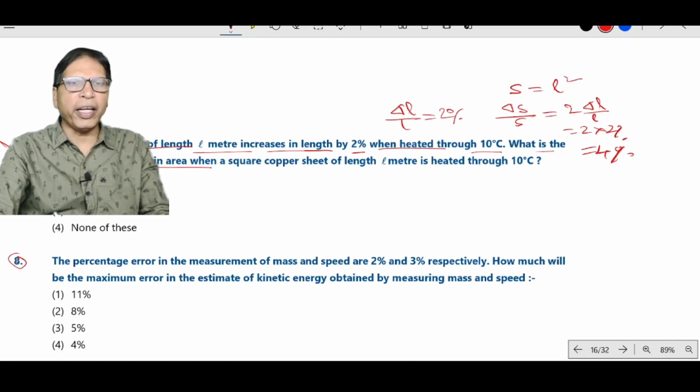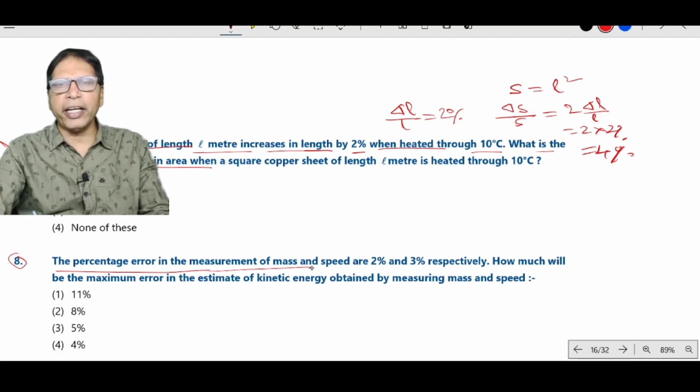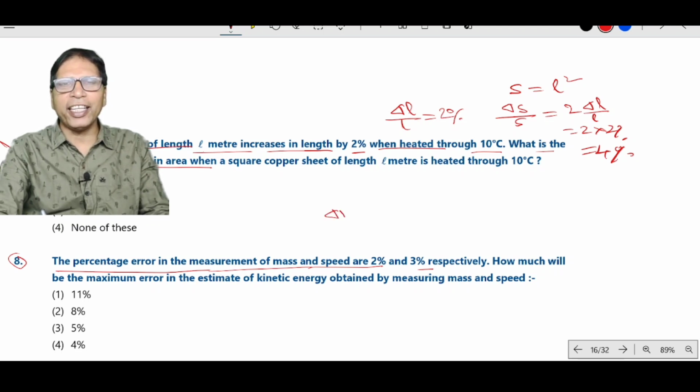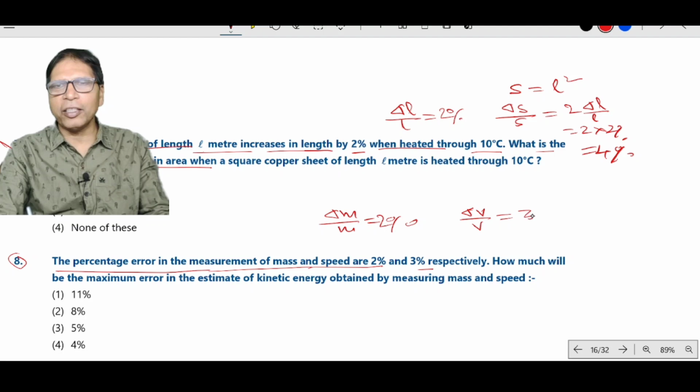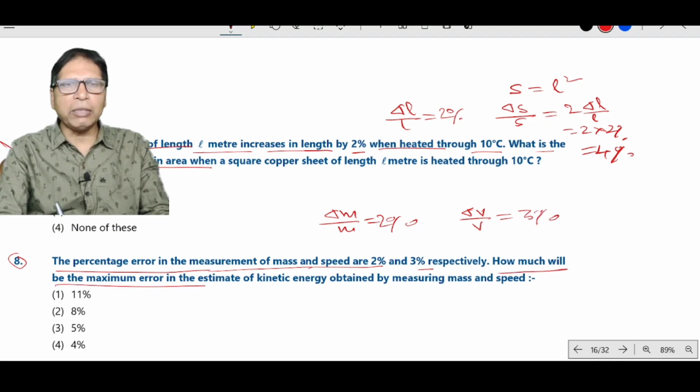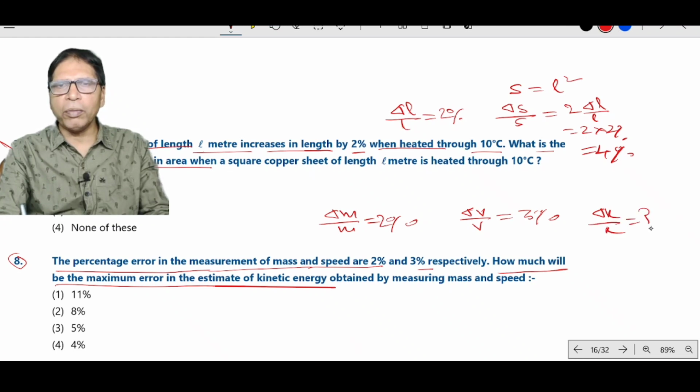Now question number 8. The percentage errors in the measurement of mass and speed are 2% and 3%. Here delta m by m equals 2%, and if v be the speed, then delta v by v is 3%. How much will be the maximum error in the estimate of kinetic energy? If K be the kinetic energy, then delta K by K is the question.